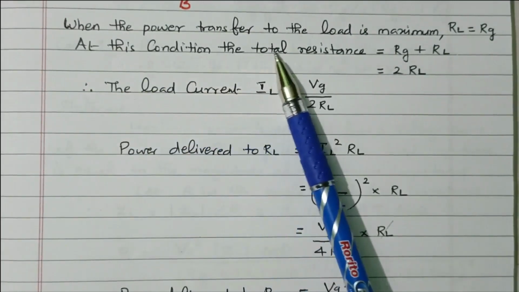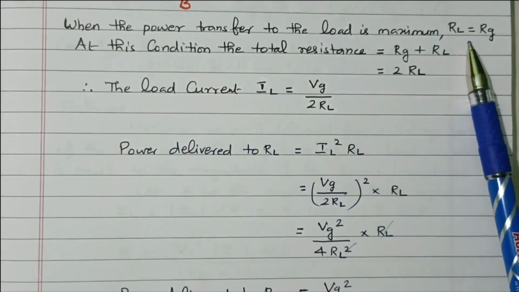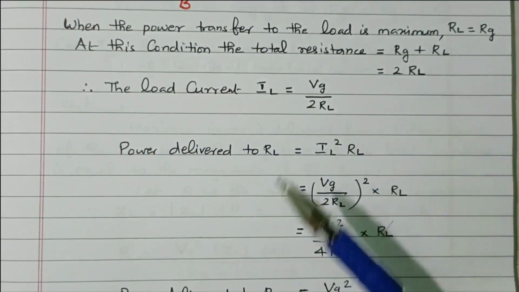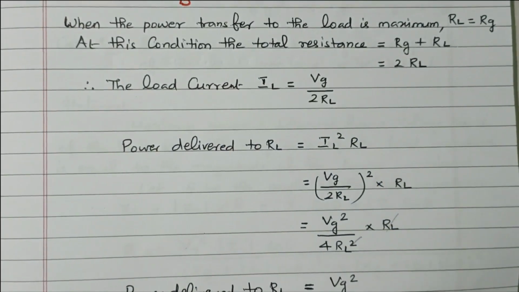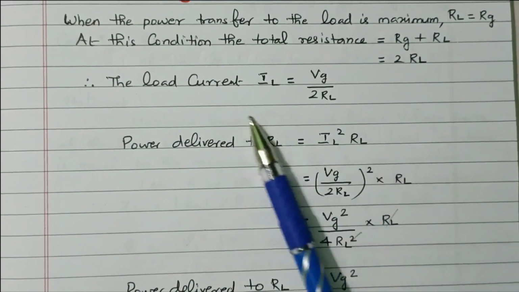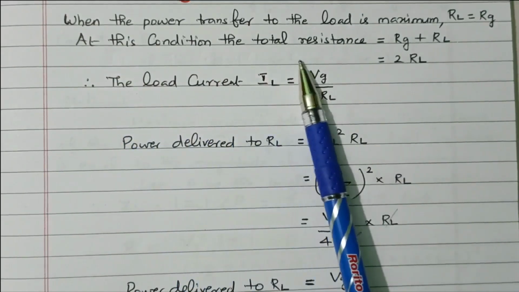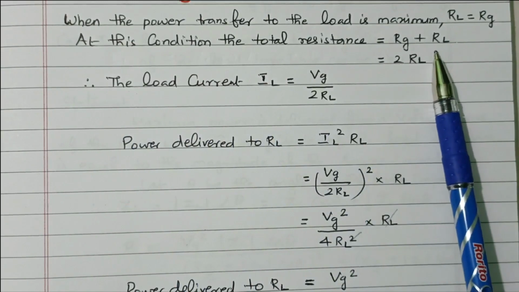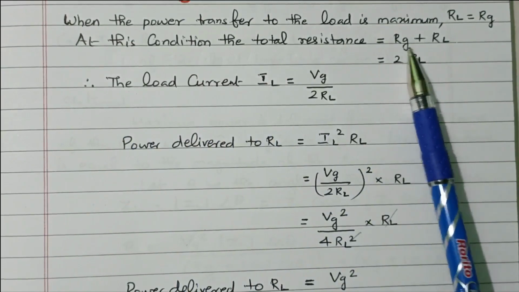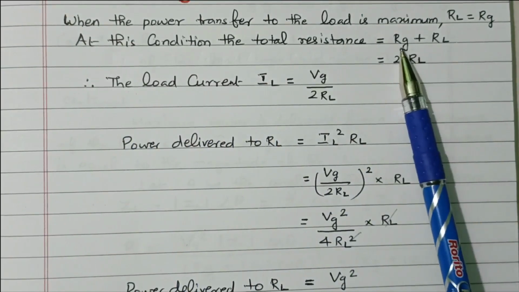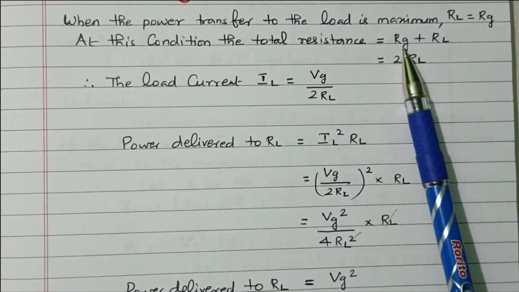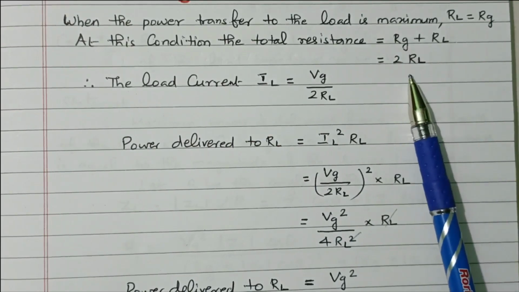When the power transfer to the load is maximum, RL equals Rg. That is the condition given. So RL equals Rg when the maximum power is delivered to the load. At this condition, the total resistance is Rg plus RL. Both are equal, so we take it as RL plus RL, 2RL.